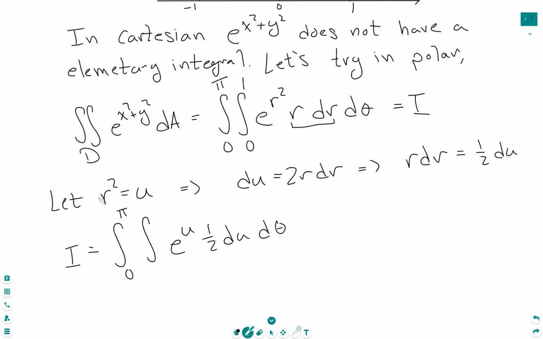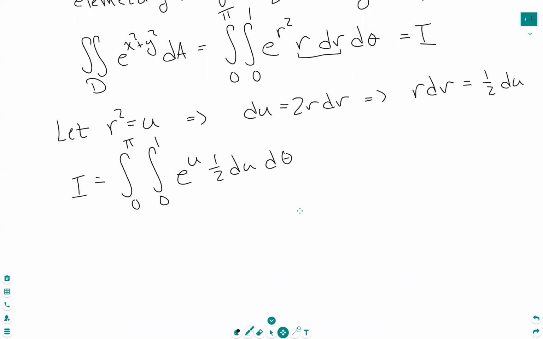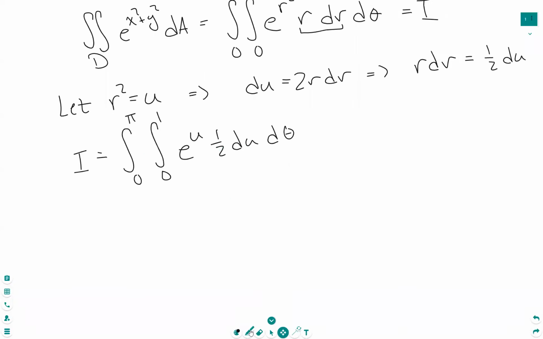So I have to look back at my relationship here to come up with the new bounds in this u space. When r is 0, so you plug in 0, I get that u is equal to 0. When r is 1, u is equal to 1. Funny enough, it's the same bounds. But we did have to do this translation. So now this is the integral to solve. We can actually do this.